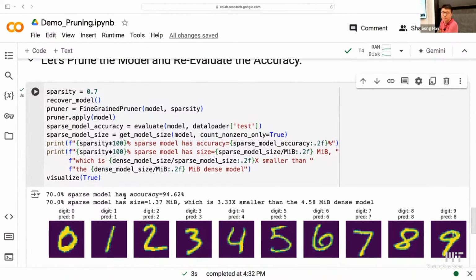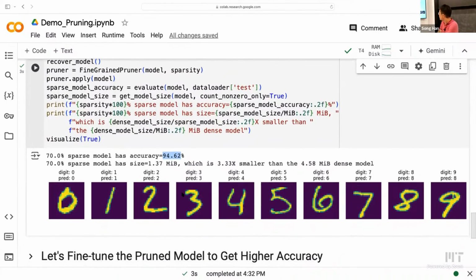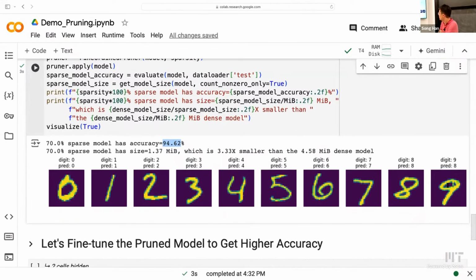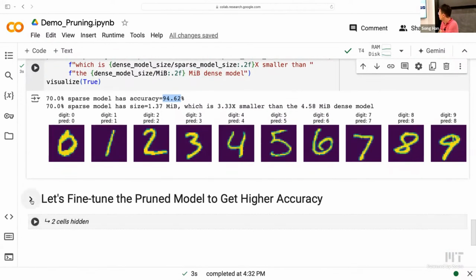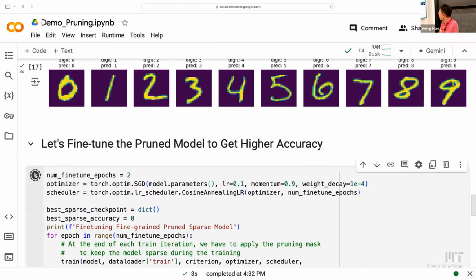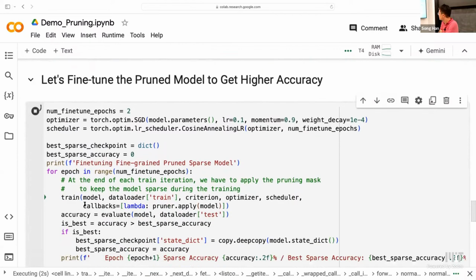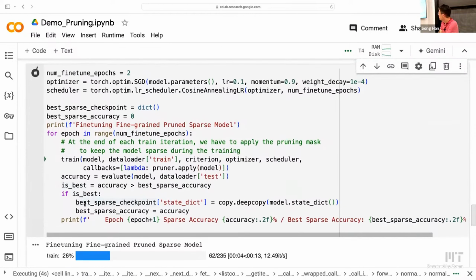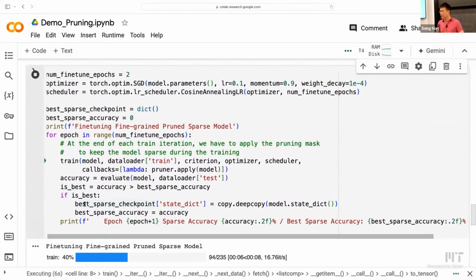The accuracy dropped as expected, from 99% to 94.6%. If you see the visualization, some of them are not classified correctly, like from 8 to 9, which is a mistake. So what can we do about it? Let's fine-tune the pruned model to get a higher accuracy. We fine-tune for 2 epochs in this case.